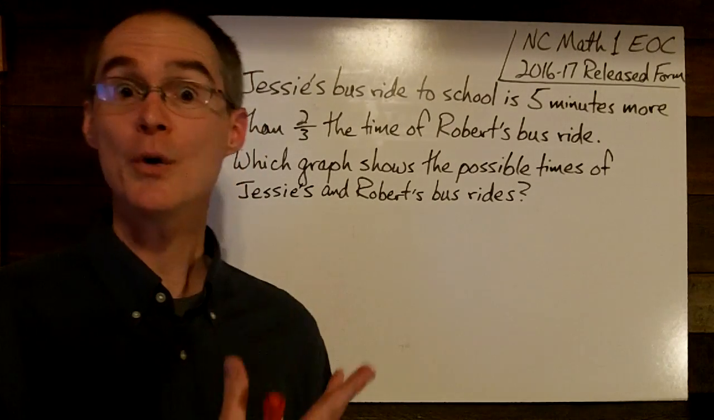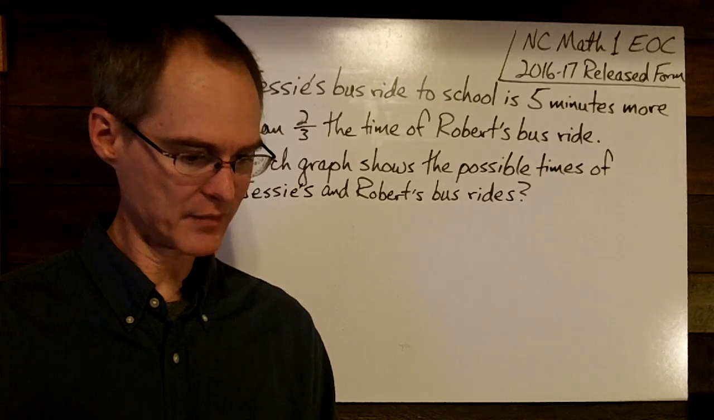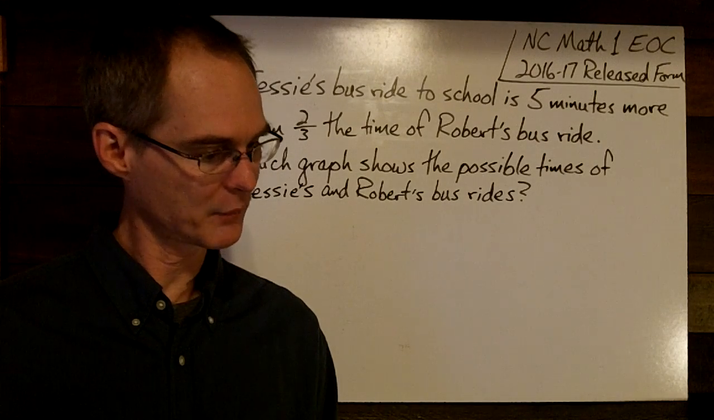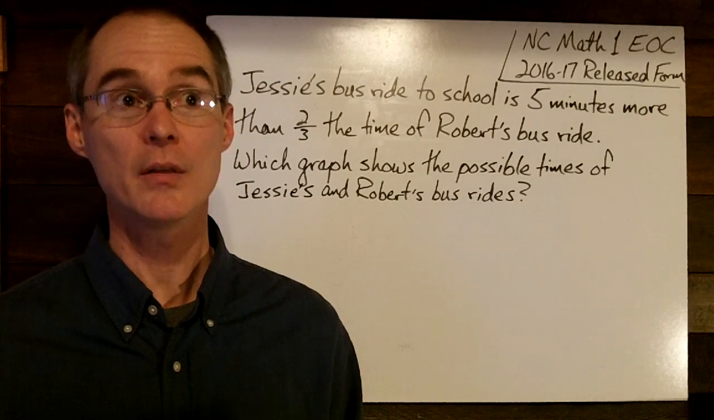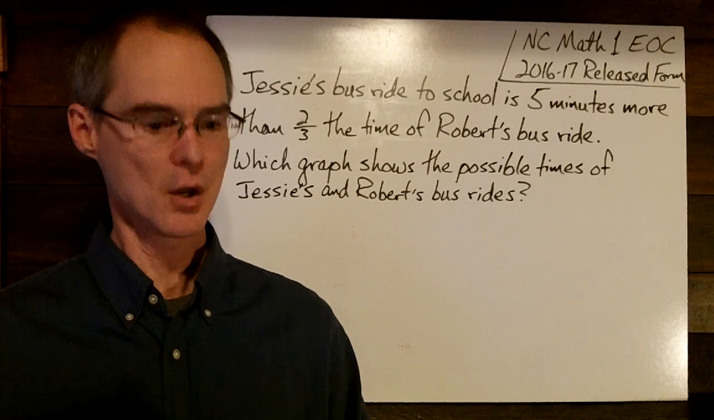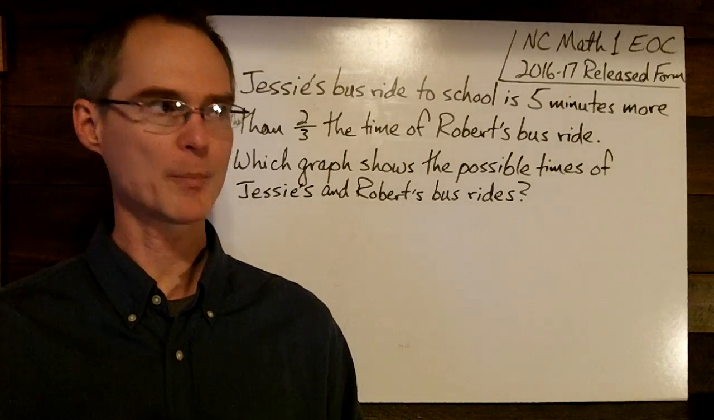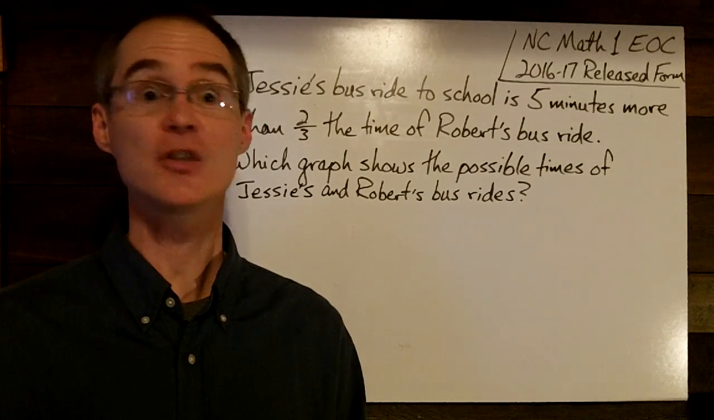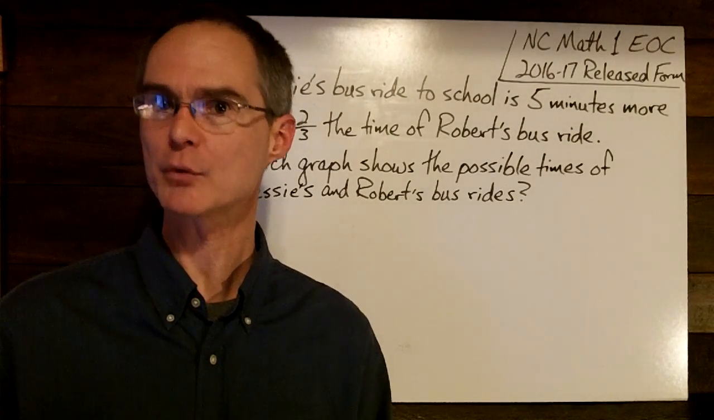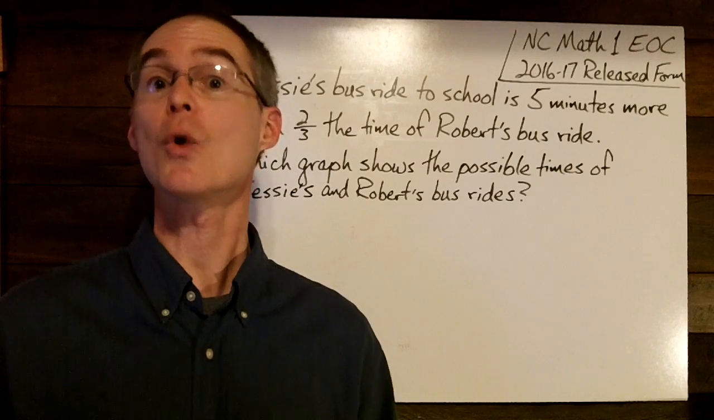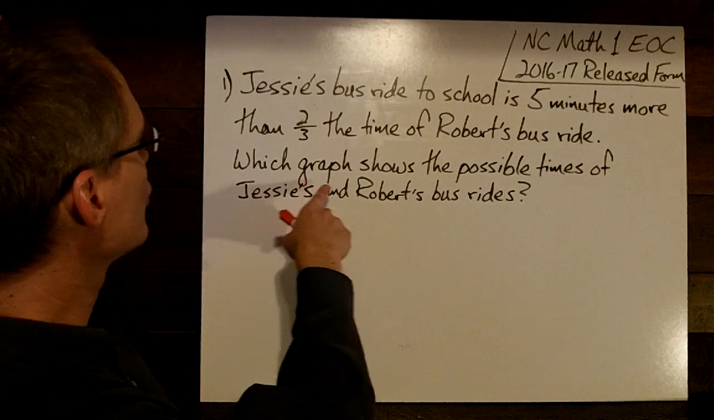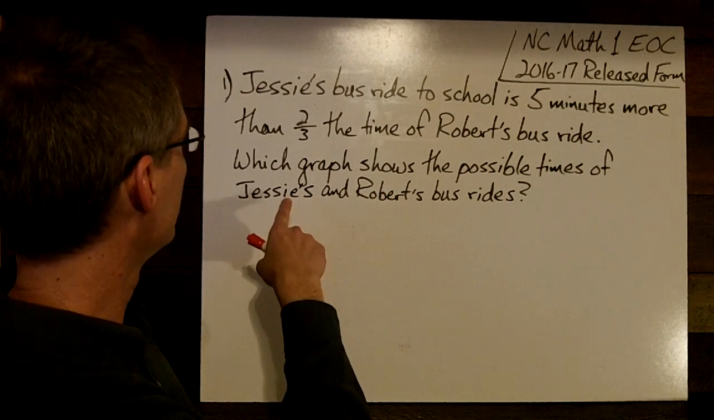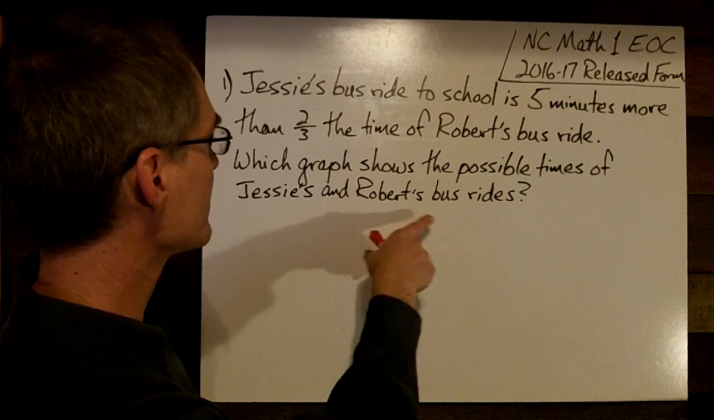Okay, knowing that, and knowing that my four answer choices are graphs of straight lines, I can imagine that a question it might ask is which of these graphs represents how long it takes Jesse to get to school, or which of these graphs represents how long it takes Robert to get to school. Okay, so let me read what the actual question is. Which graph shows the possible times of Jesse's and Robert's bus rides?